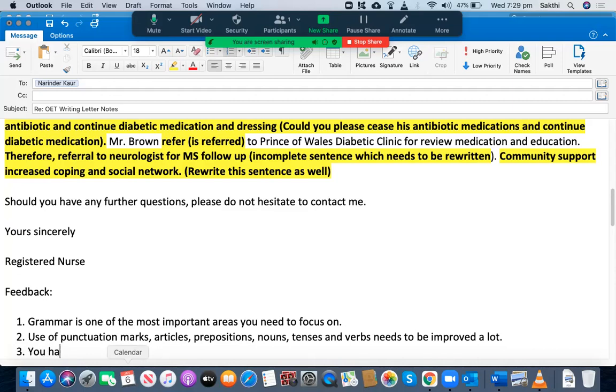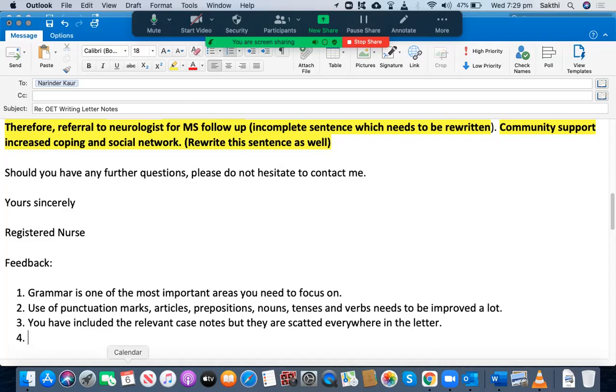Okay, you have included the relevant case notes, but they are scattered everywhere in the letter. So you were not able to organize them properly. So you should have been able to organize them more accurately. This is not really good. Use of connecting phrases could have been better. Vocabulary could have been better as well.